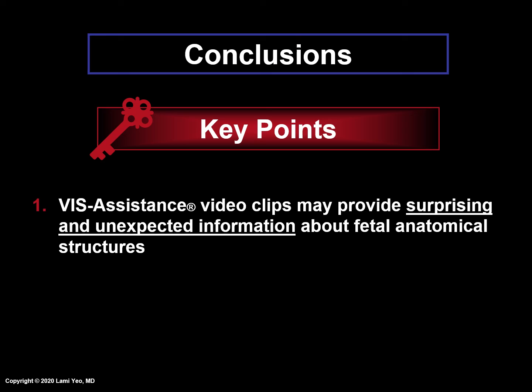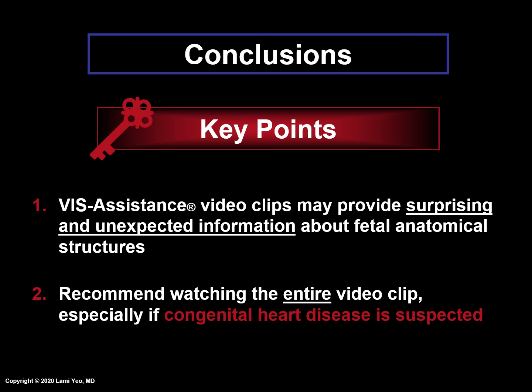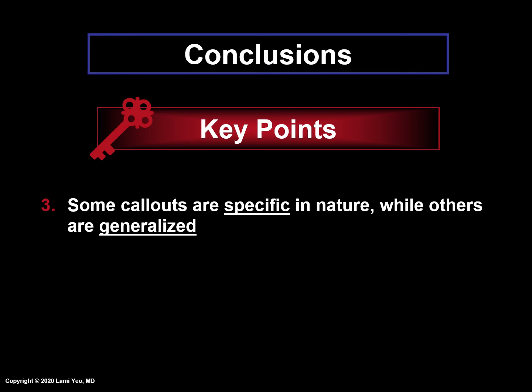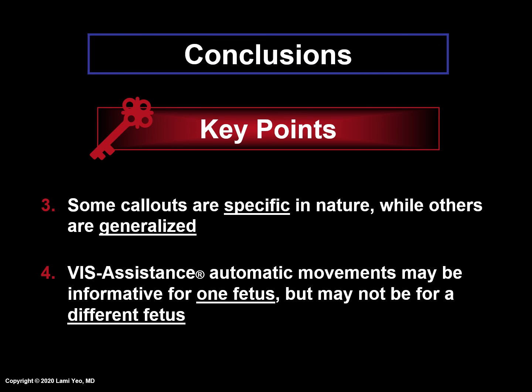Key points. These assistance video clips may provide surprising and unexpected information about fetal anatomical structures. We recommend watching the entire video clip, especially if congenital heart disease is suspected. Some callouts are specific in nature, while others are generalized. These assistance automatic movements may be informative for one fetus, but may not be for a different fetus.